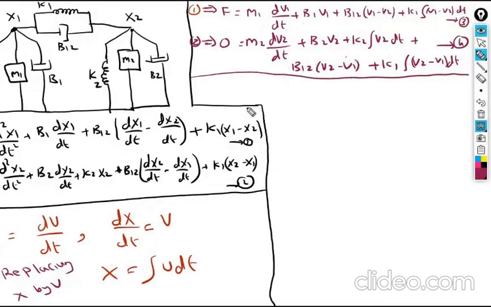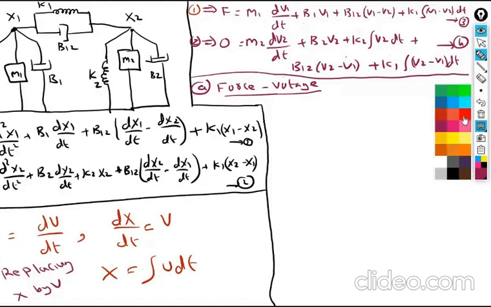Now next, in the problem, the first part is, he has asked us to convert force into voltage, the force to voltage analogy. So to convert force into voltage analogy, from the table I have shown in the previous slides, the equivalent of force is what? Voltage.